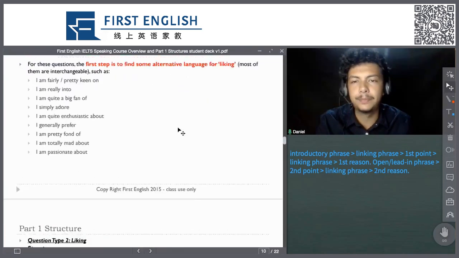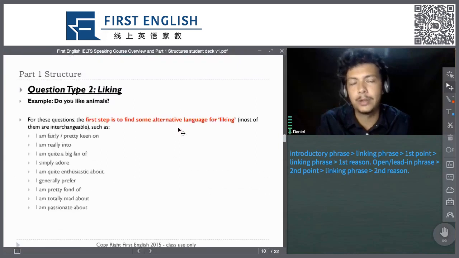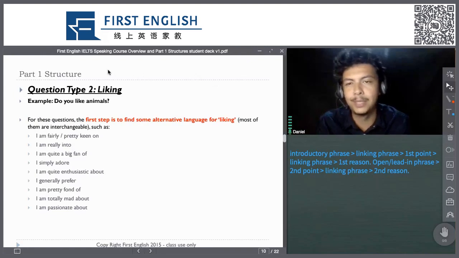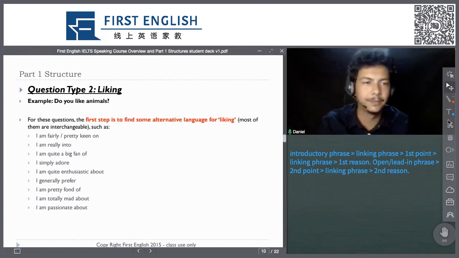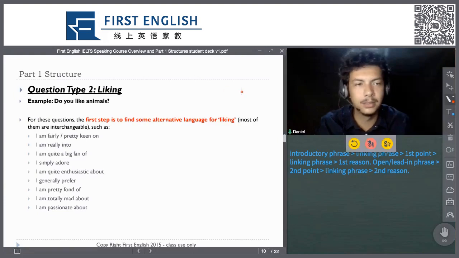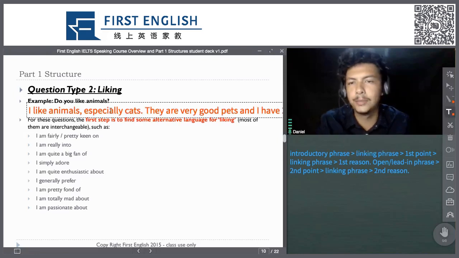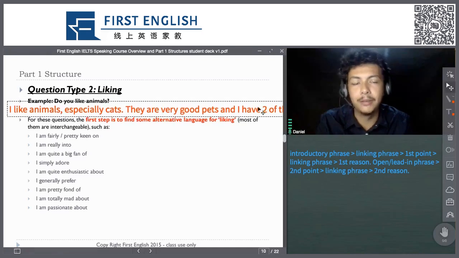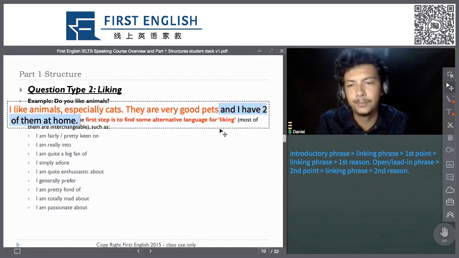So again, before we go into the structure here, let's just talk about a bad response to a liking style question. So let's say, for example, you can ask that, do you like animals? A bad response would be something like this. So do you like animals? If you were to answer, I like animals, especially cats. They are very good pets, and I have 2 of them at home.